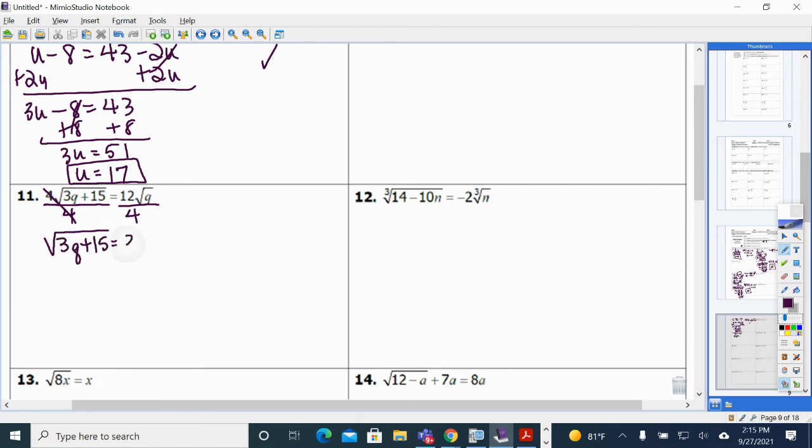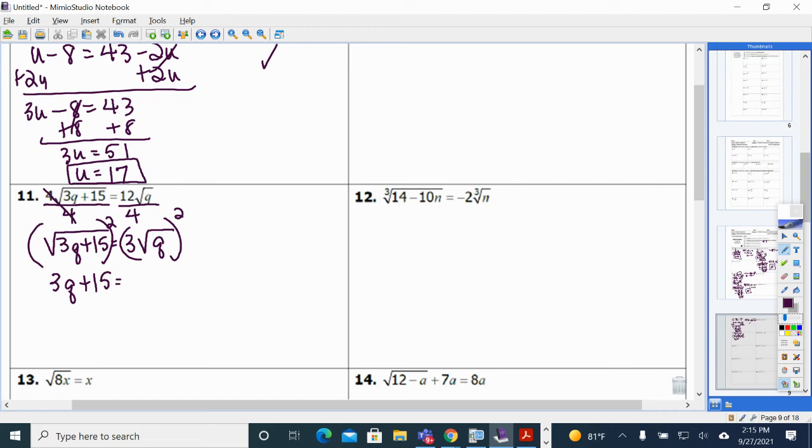12 divided by 4 is 3 times the square root of q. Now, here again, we still have radicals on both sides. The index here is a 2, so I'm going to raise both sides to the second power. Now, the left side is easy peasy. The radical just is eliminated by that exponent of 2.